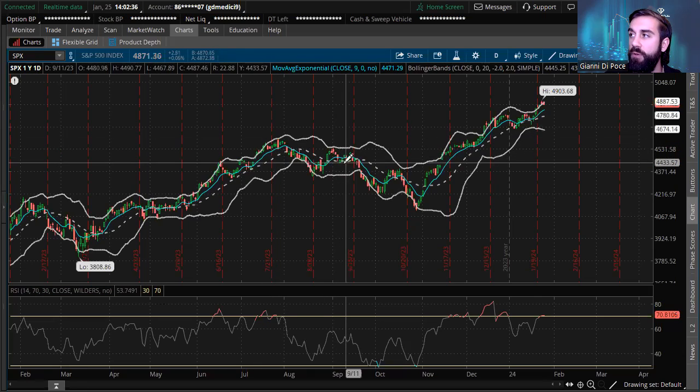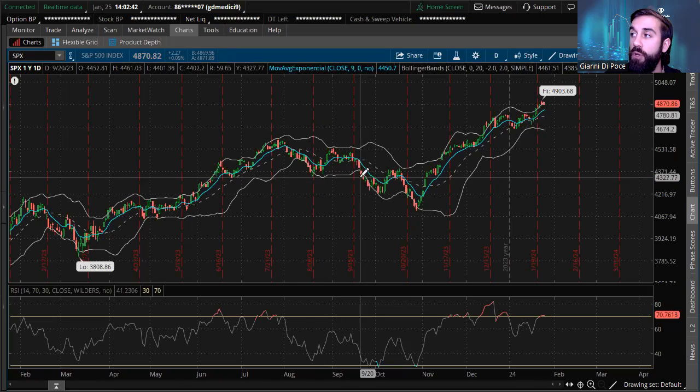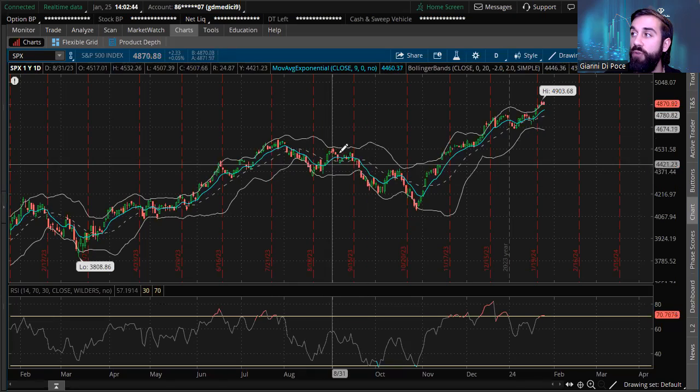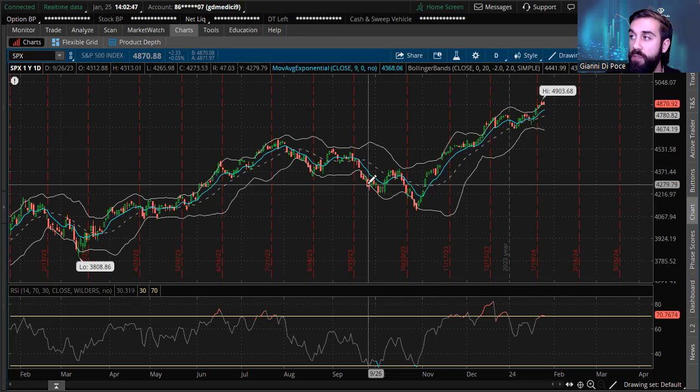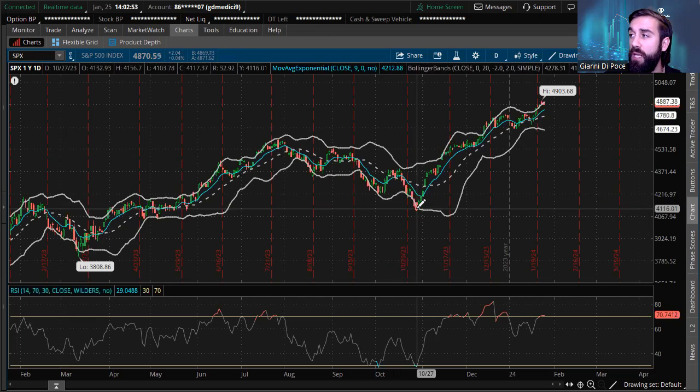Then you rallied back down, made another higher low, you made another lower high. Then it said, uh-oh, you started selling off, and then you took out this low here. You made a lower low. So then you had a series of lower lows and lower highs. You were in a downtrending market in the short term. And that continued until we got to October.